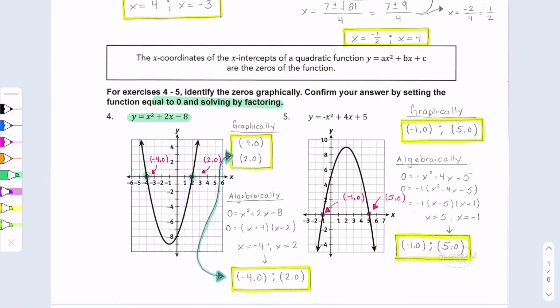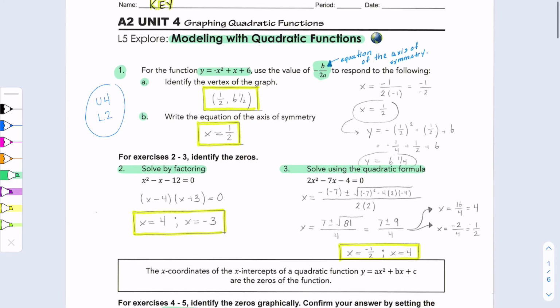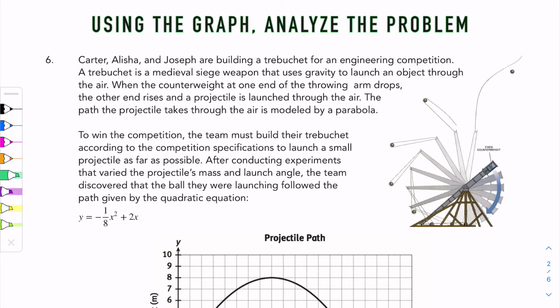Before you move on to the next part of the video, please make sure you complete this entire page. Everything on here is used throughout the word problems. We're going to start by reviewing number 6 together. Number 6 is a projectile problem that deals with a trebuchet.